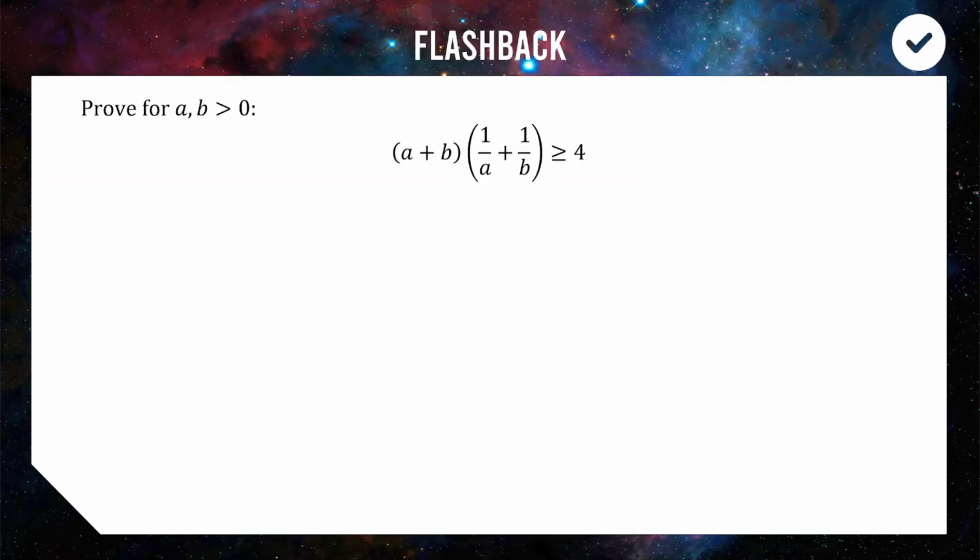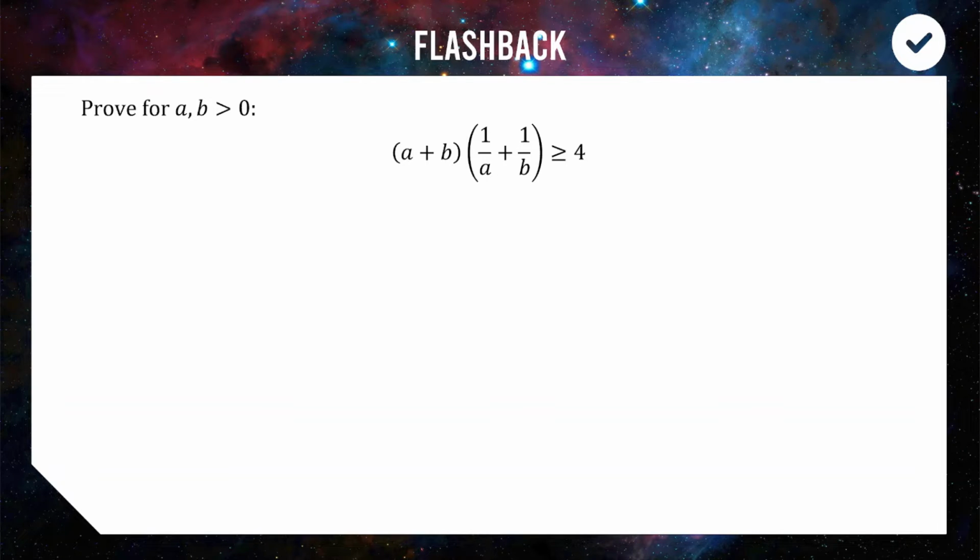G'day and welcome back to Mathematics for another Extension 2 maths lesson. We're starting off with a flashback question from the proof topic. It's an inequalities question asking us to prove that for positive numbers a and b, (a + b)(1/a + 1/b) is greater than or equal to 4. By all means, pause the video and have a go yourself before I run through my solution.